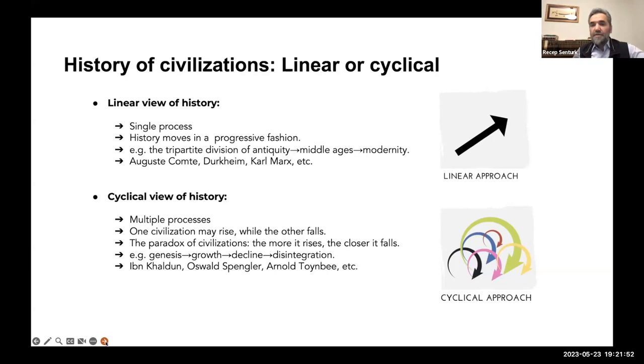The opposite of the linear view of history is what we call the cyclical view of history. According to this view, history is not a single process. There are multiple processes going on simultaneously. While one civilization may be rising, another civilization may be falling. So rise and fall of civilizations take place simultaneously in the world. This is what I call the paradox of civilizations. The more a civilization progresses or rises, the closer it is to its fall. So this is a paradox.